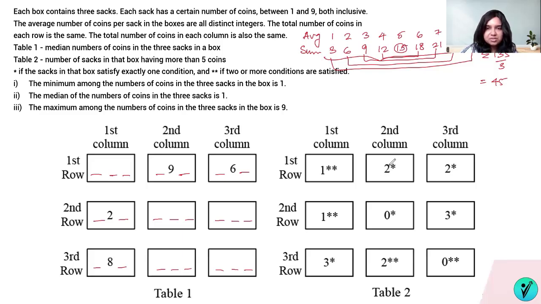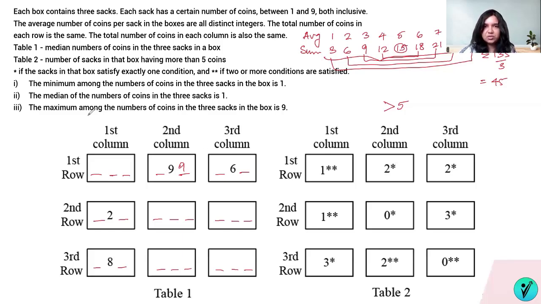They're saying there are 2 numbers in this box which are greater than 5. Table 2 is the number of sacks in the box having more than 5 coins. So these are the number of coins which are greater than 5. There are 2 numbers in this box which are greater than 5. Clearly this number is a 9 then. And then this one can't be a 9, because otherwise all 3 would be greater than 5. But that's not the case, right? So I have 2 9s, and then one is a number smaller than or equal to 5, not more than 5.